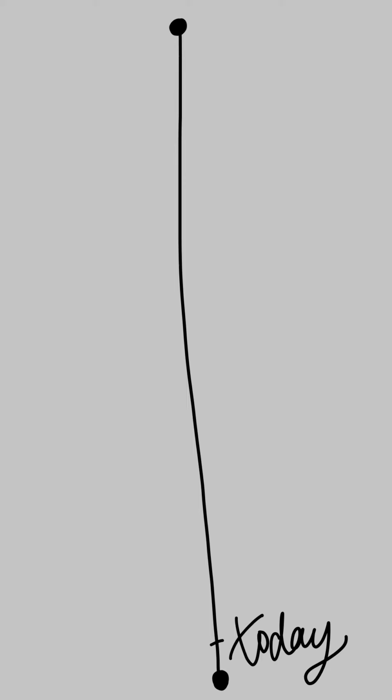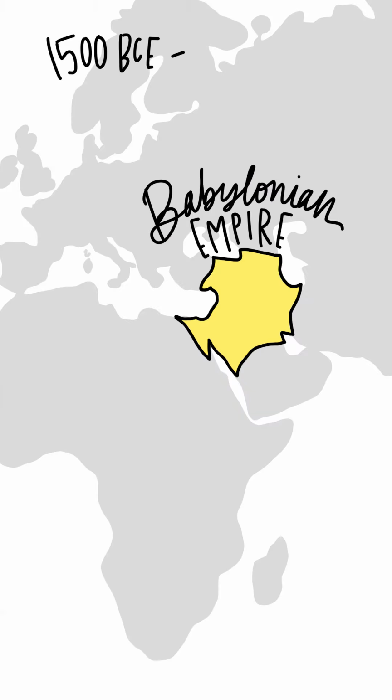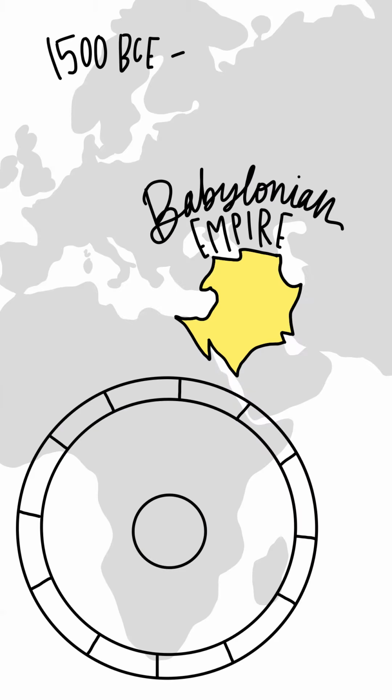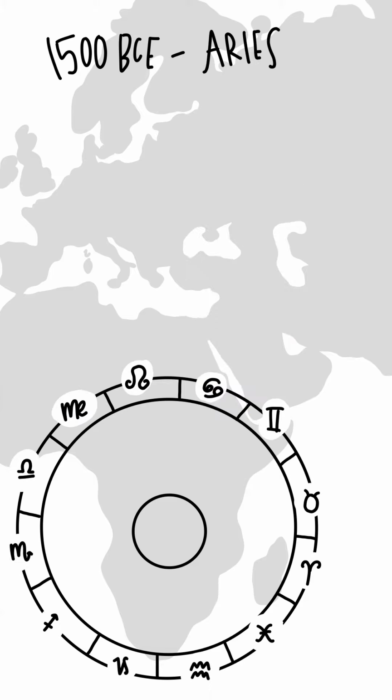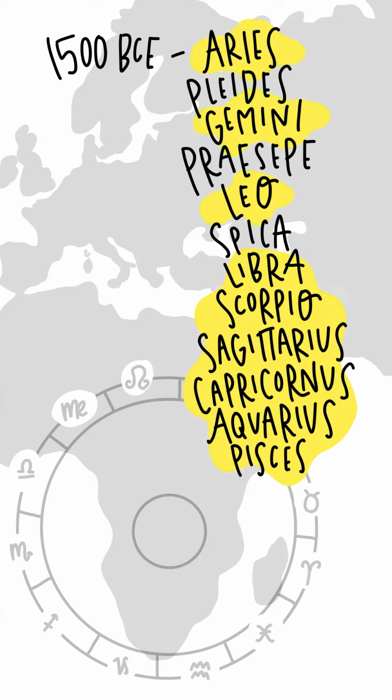Okay, so we're gonna start with a little timeline. We're gonna go all the way back to 1500 BCE in the Babylonian Empire, and they were the first to break up the zodiac into 12 equal signs. Each of these signs takes up 30 degrees, and the sun moves throughout them throughout the calendar year, so it's like 360 degrees total. Each of these 12 zodiac signs had names, some of which may look very familiar.